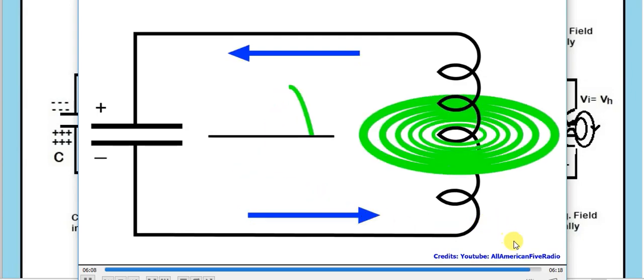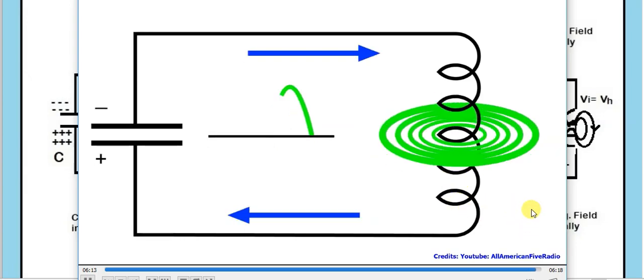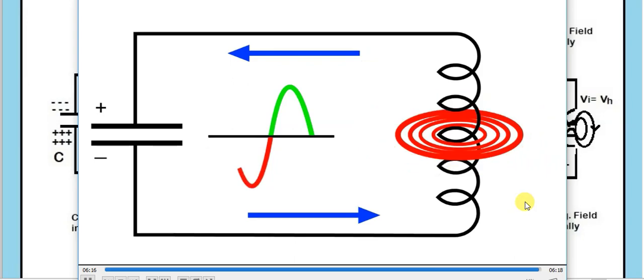So it's a beautiful animation. I hope it will help you in understanding this phenomenon of the oscillator.